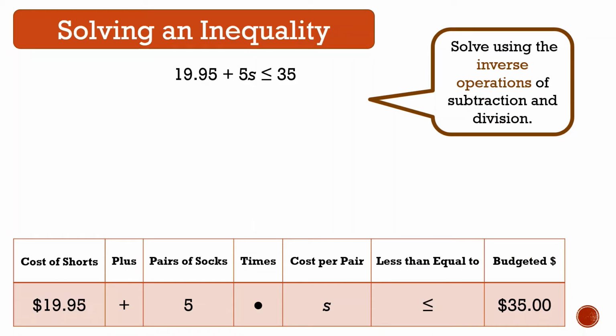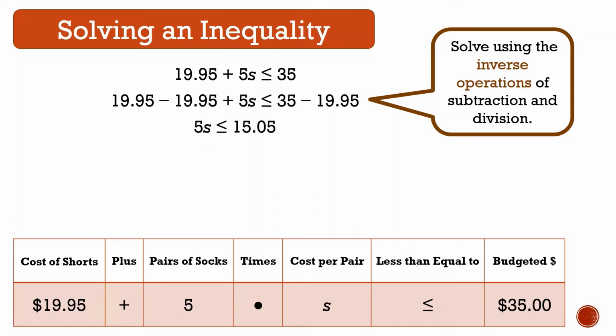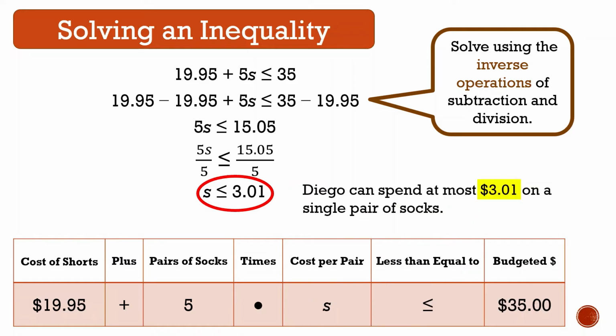We're going to solve it using the inverse operations of subtraction and division. We subtract $19.95 from both sides of the inequality. We get 5S is less than or equal to $15.05. Divide both sides by 5. S is less than or equal to $3.01. That means Diego can spend at most $3.01 on a single pair of socks.